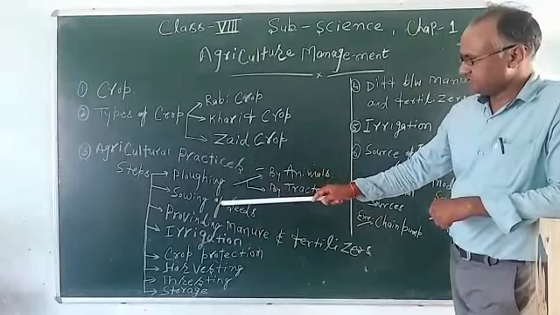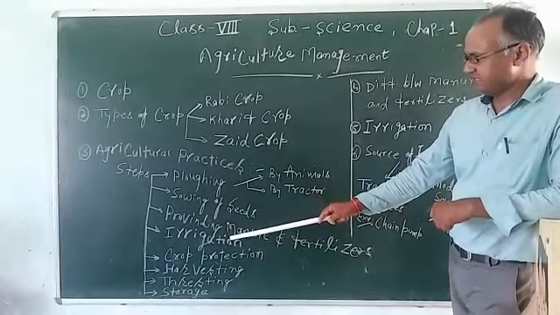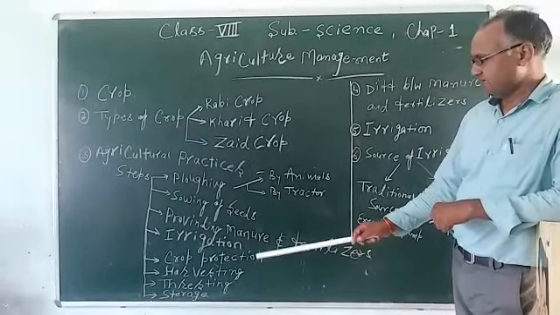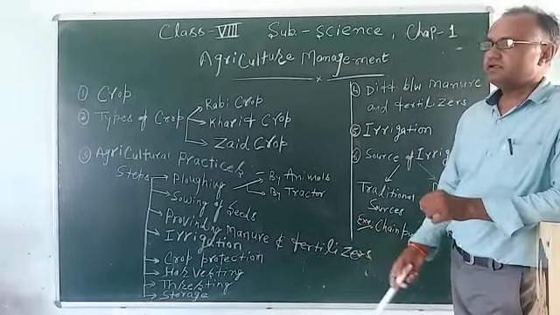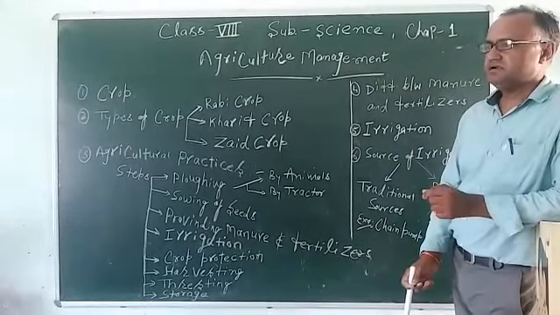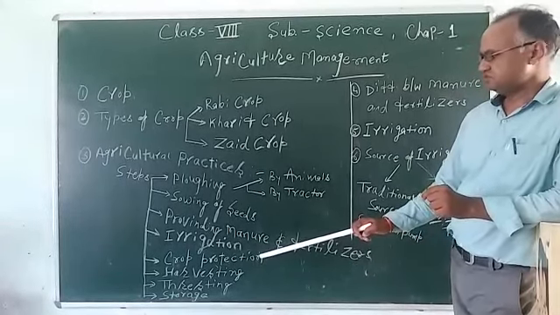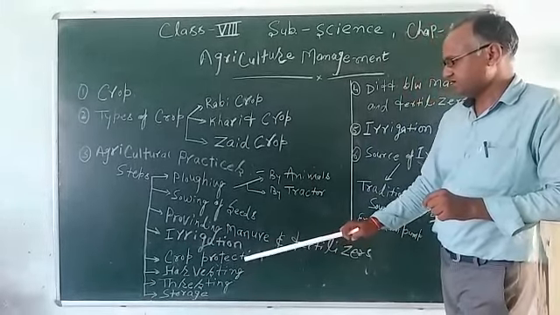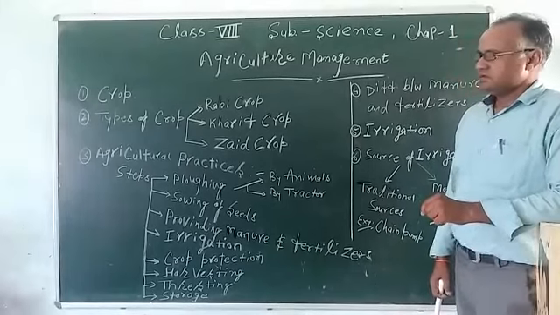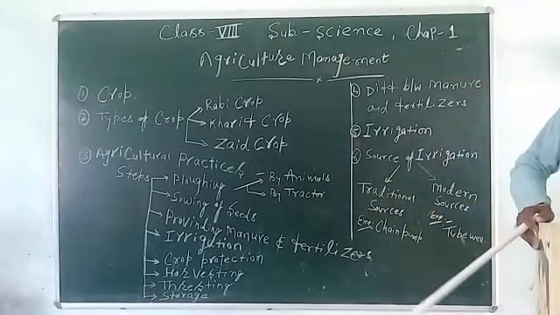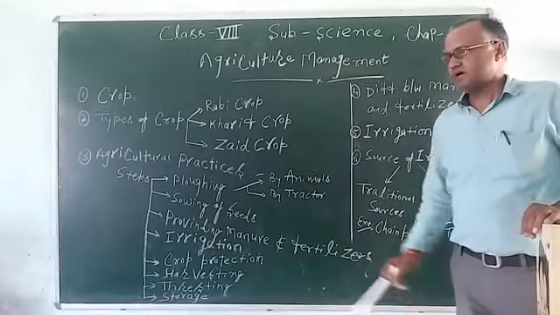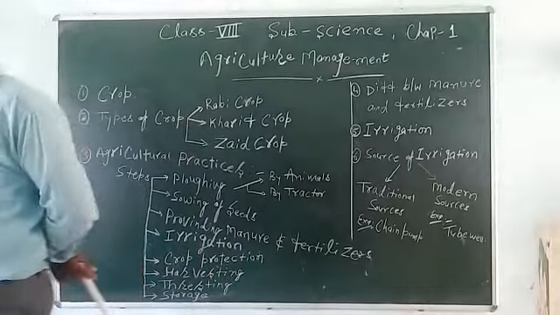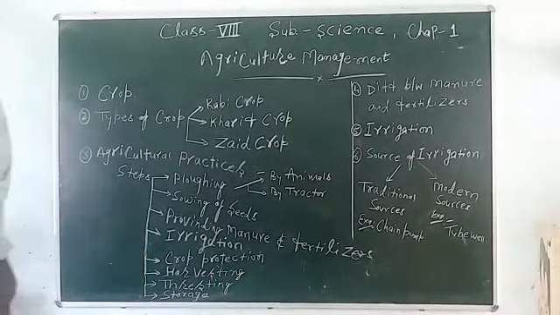Okay. Then after irrigation, the next step is crop protection. After ploughing, sowing, providing manure, fertilizers and irrigation, we need to protect the crop from wild animals and insects, pests etc. So we need crop protection. Then after crop protection, the next step is harvesting. Harvesting means collection of the crop which is completely mature.